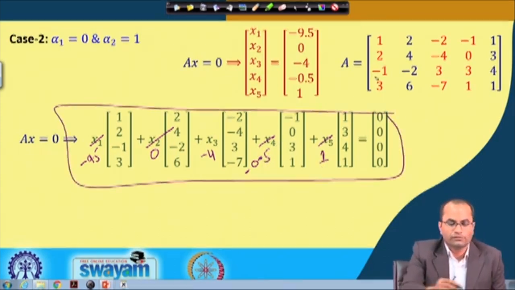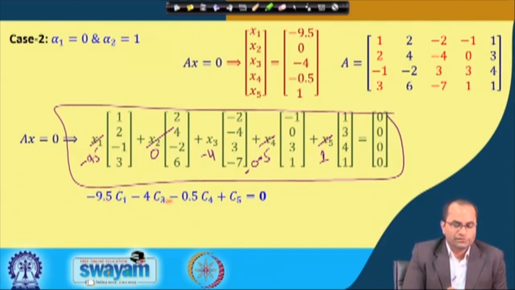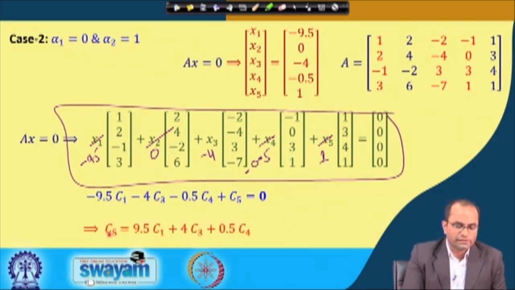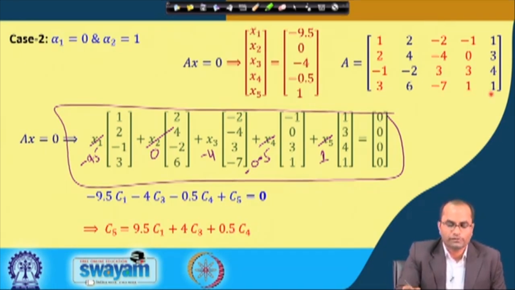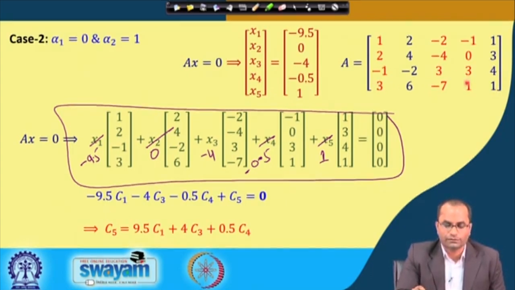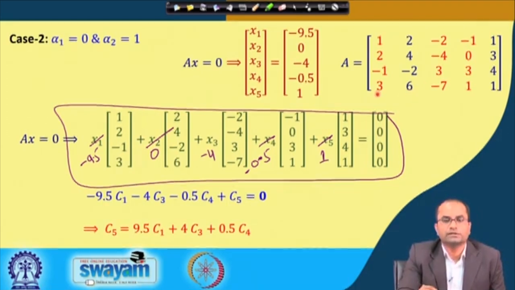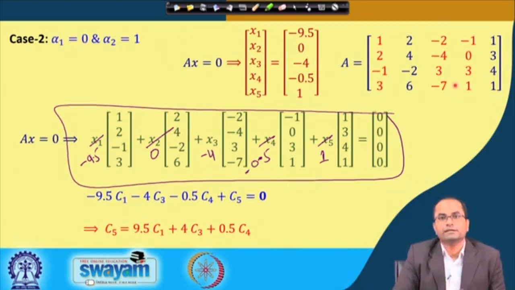So, with this relation, what we observe is that minus 9.5 times column 1, minus 4 times column 3, and minus 0.5 times column 4, plus column 5 must be equal to the 0 vector, which has all components 0. Or we basically get the relation that C5 is nothing but 9.5 C1 plus 4 C3 plus 0.5 C4. So, again, column 5 depends on the columns C1, C3 and C4. Also, from the previous case, we observed that column 2 is nothing but 2 times column 1, so column 2 is dependent. Also, column 5 is dependent, and they depend on the columns which have the pivots.